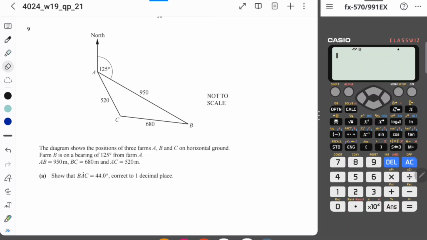So in this question, the diagram shows the position of the three farms A, B, and C on the horizontal ground. Farm B is on a bearing of 125 degrees from A. We just look from the north and then we write down the angle, remember. And this is farm B is on the bearing of 125 from A. AB is 950 meter, BC is 680 meters, and AC is 520 meters. So show that BAC is 44.0 degrees. So this is BAC, remember.